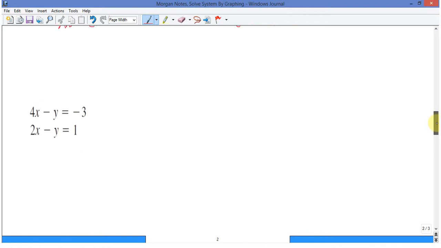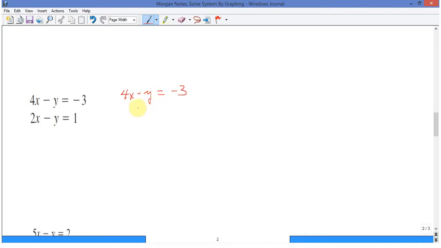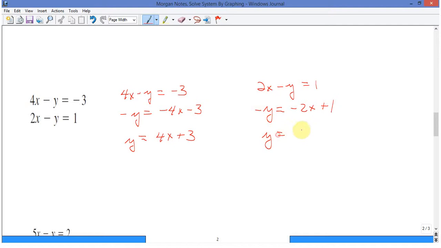Okay, let's look at the next one. So 4x minus y is equal to negative 3. Negative y is equal to negative 4x minus 3. And now let's get the negative off the y. So y is equal to 4x plus 3. Working on the second line, 2x minus y is equal to 1. Negative y is equal to, move the 2x over, negative 2x plus 1. And now let's get rid of the negative on the y. So we have y is equal to 2x minus 1. Notice that these lines have different slopes, so they will cross someplace. This would be a case where they have one solution.